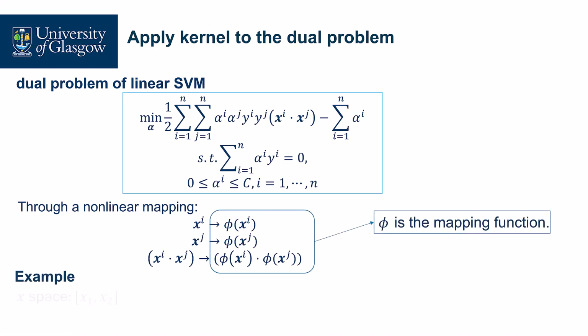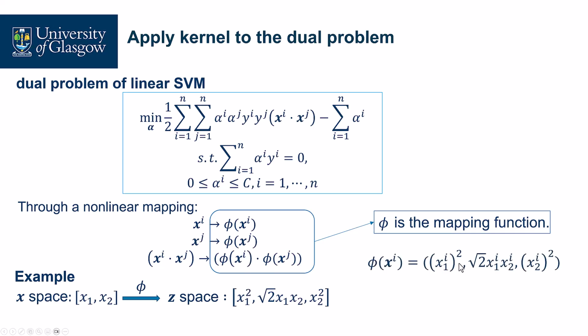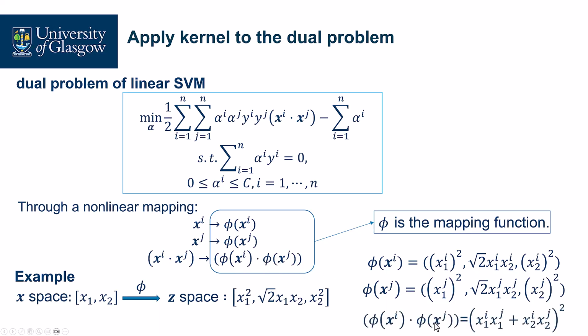Now we can see, for example, the case we have just shown. From the x space, we apply phi into the z space, two-dimensional to three-dimensional, right? If using this, we can apply this transform to xi, xj, and take the dot product. We can see what this is. Phi of xi is here using this mapping. Phi of xj is here using this mapping. And then we take the dot product of phi of xi and phi of xj, and we can calculate this. This is the result. So it means we can calculate it, right?